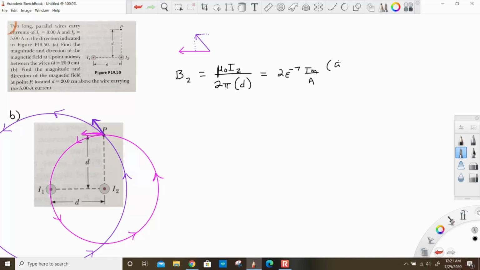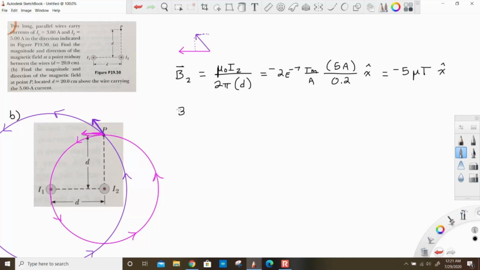Wire 2 carries 5 amps, and we have a distance of 20 centimeters, so 0.2. We also have a direction on this. It's going to be in the negative x hat direction. Okay. And that gives us negative 5 microtesla in the x hat direction.